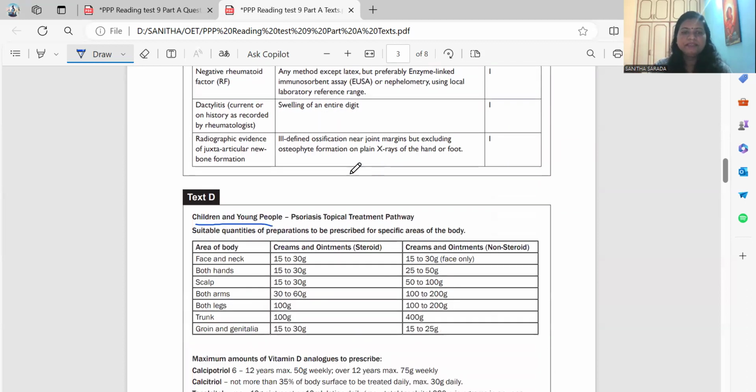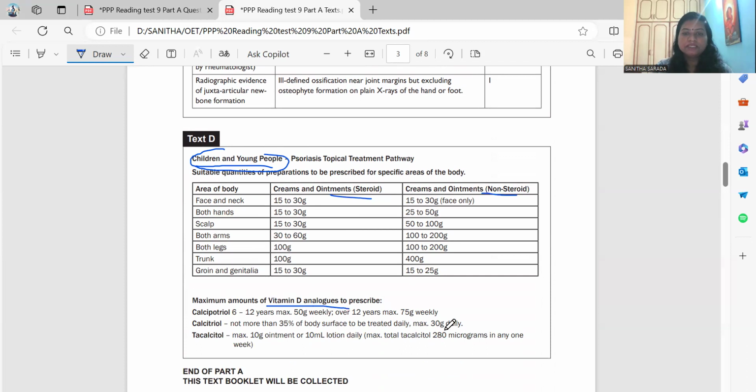Then D, children and young people. Their treatment is given: creams, steroids and non-steroids, and vitamin D analogs, and some medications are also given. So we will get some idea. Try to read these headings and you will get some idea what the text is saying and what points will be in this section. Then within 1 minute, you have to complete this process.